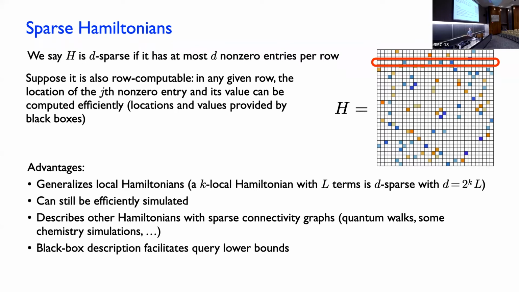And another thing that's nice about this model is that because we have this black box description of the Hamiltonian, it's useful for proving lower bounds on the cost of Hamiltonian simulation algorithms. It allows us to prove some query lower bounds, including ones that we're going to talk about in just a moment, that let us establish limitations on our ability to simulate Hamiltonian dynamics. Yes?